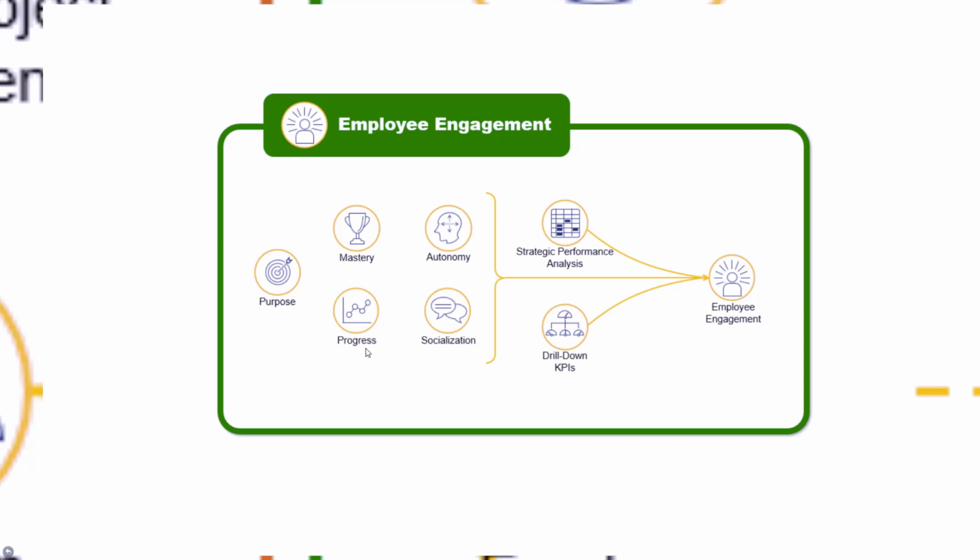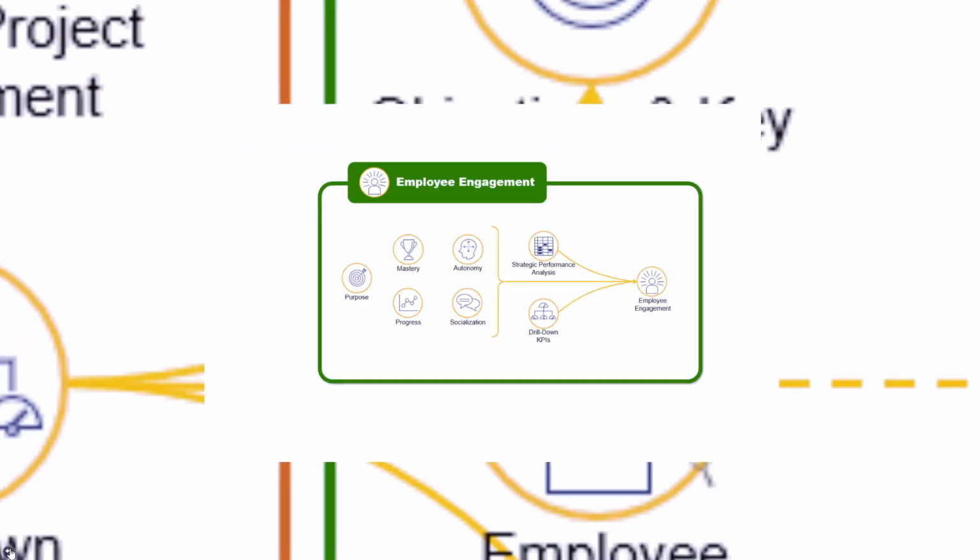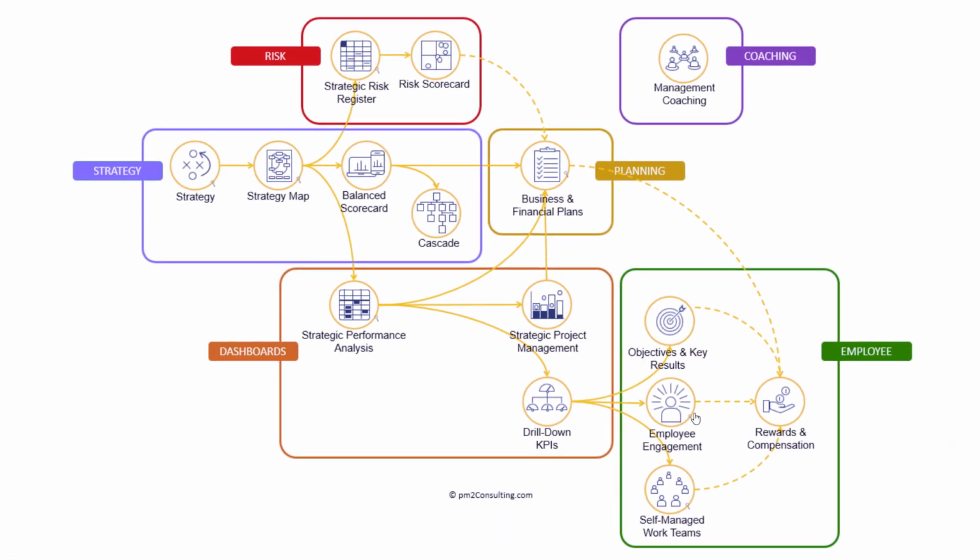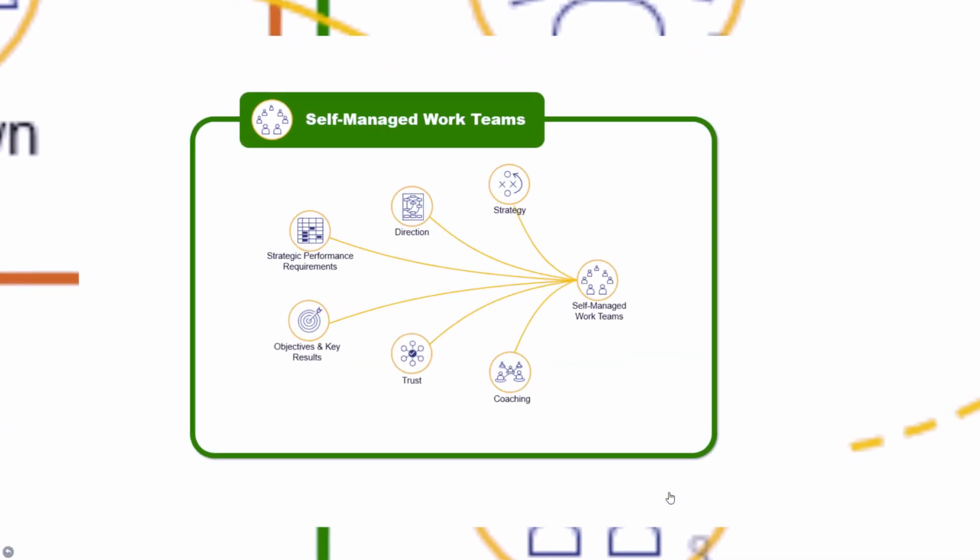These things, the intrinsic motivators, along with the analysis and KPIs, allow us to create team and individual scorecards. Now, those team and individual scorecards can be used for different purposes. I can use those to set up what's now called OKRs, objectives and key results, or I can use them to help enable self-managed work teams.